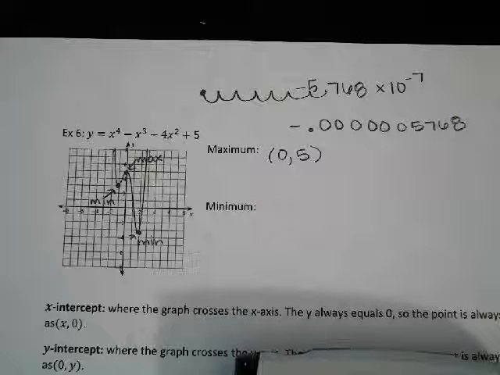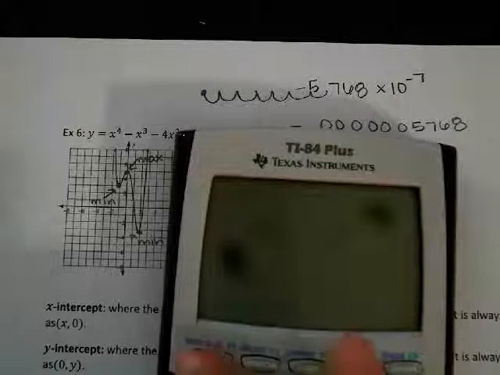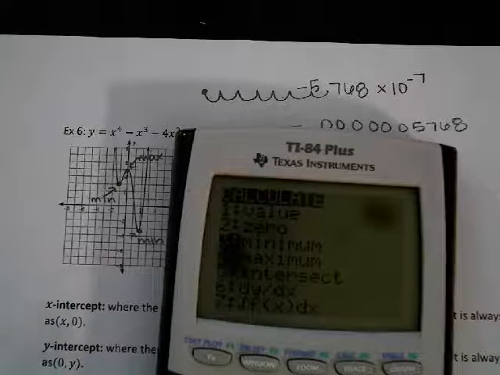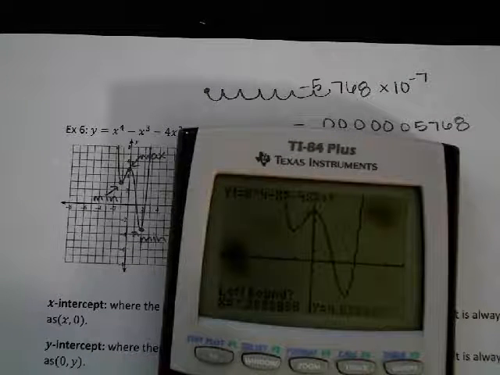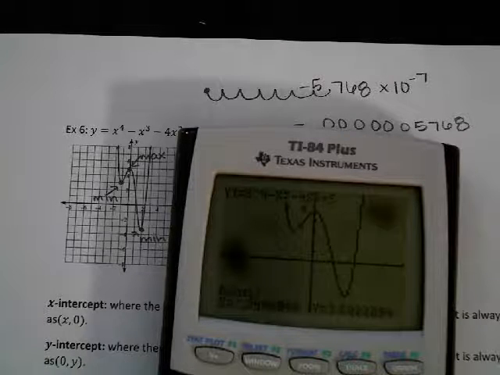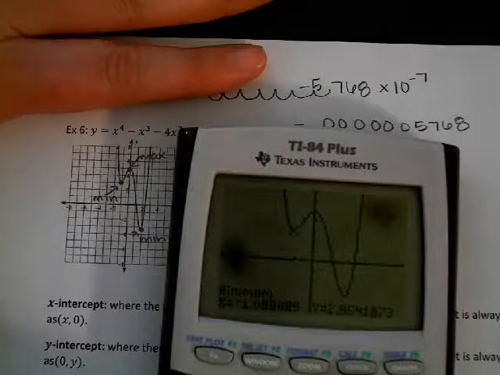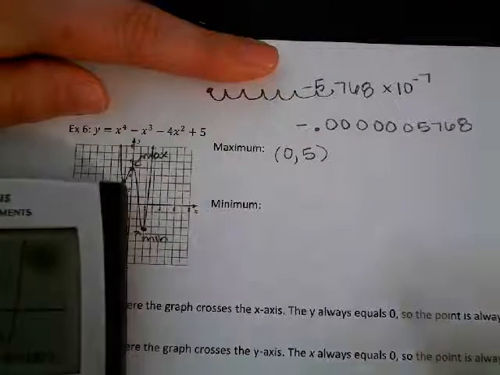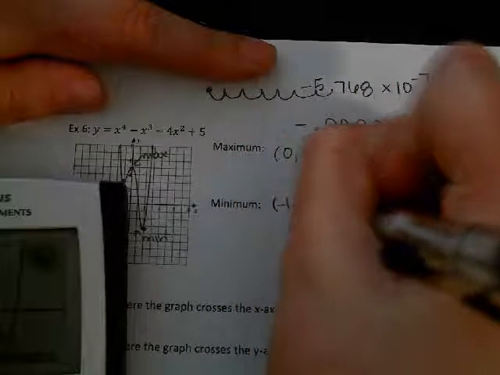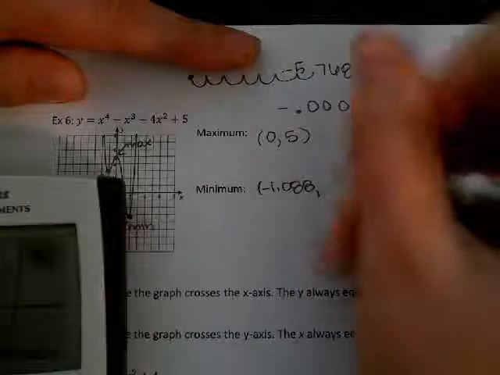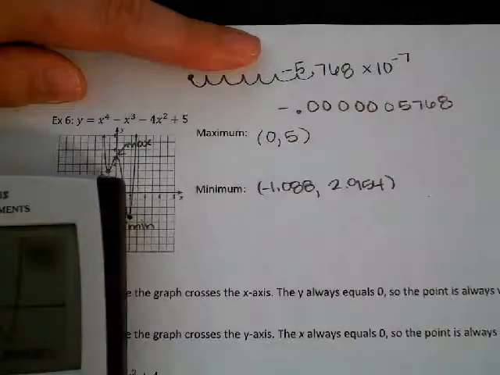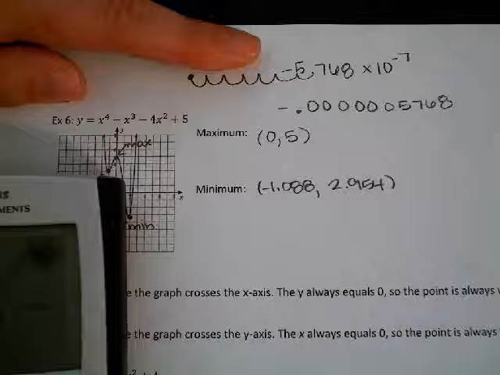All right, the minimums are normal. We can find those. Those aren't going to be hard. So let's go ahead and look for those real quick. So first minimum, get our left bound, get our right bound. Negative 1.088 for the x-coordinate, 2.954 for the y-coordinate. And then we can get the other one.